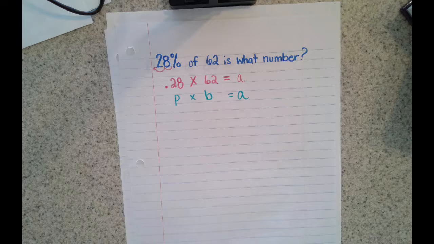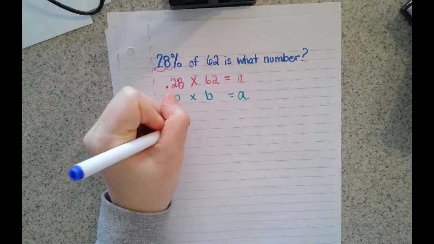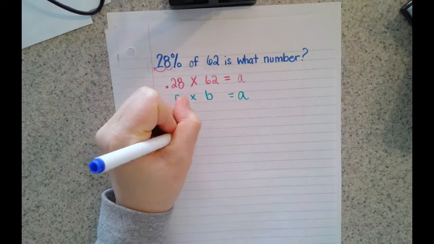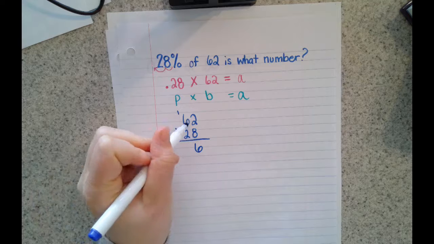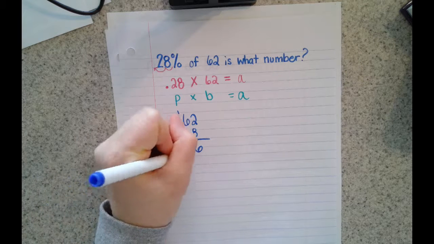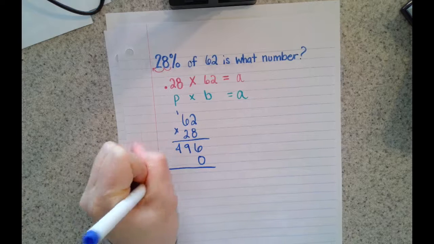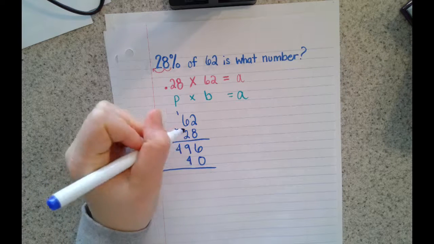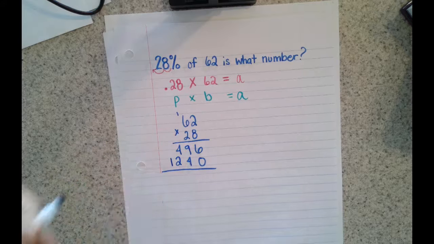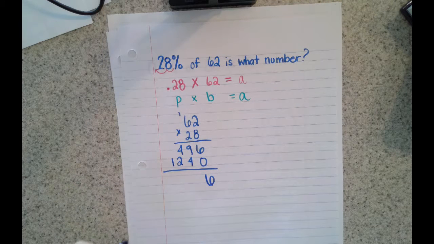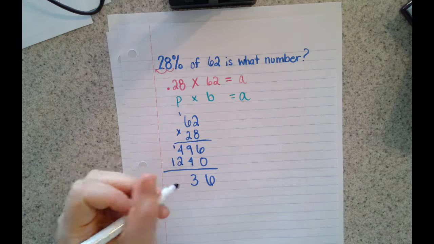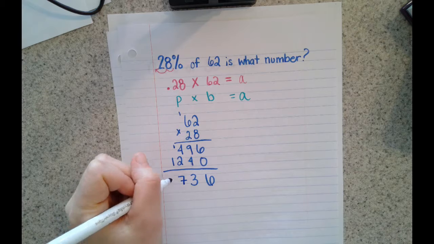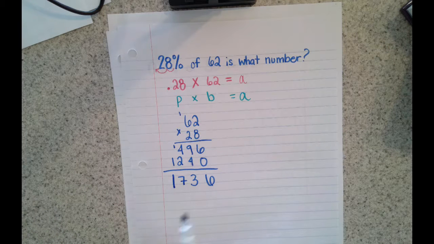First, I'm going to ignore the decimal points and pretend it's just 62 times 28. 8 times 2 is 16. 6 times 8 is 48, plus 1 is 49. 2 times 2 is 4. 6 times 2 is 12. Add straight down. 9 plus 4 is 13. 4 plus 2 plus 1 is 7. Drop down the 1. Okay, so multiply the numbers without considering the decimal.